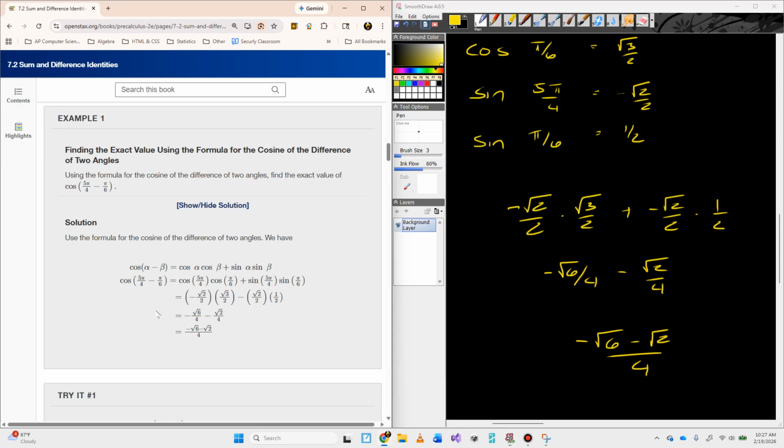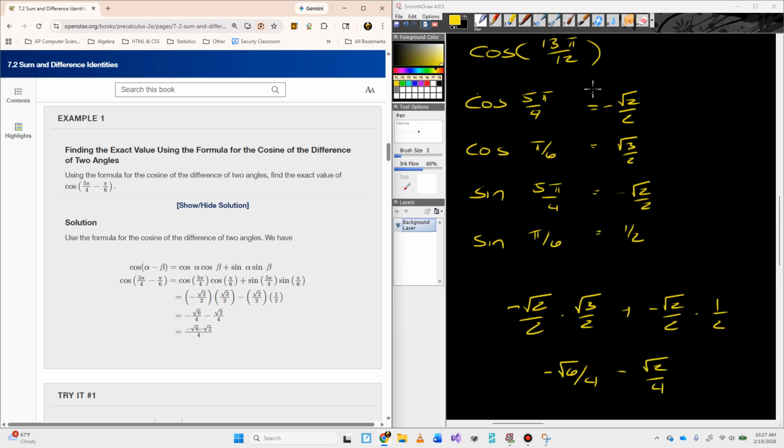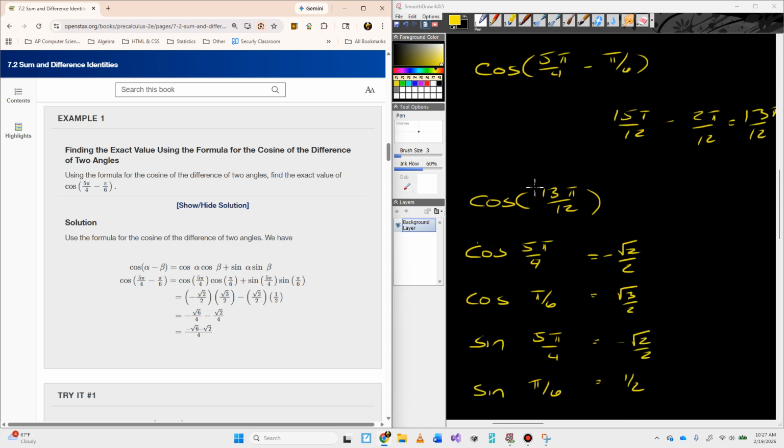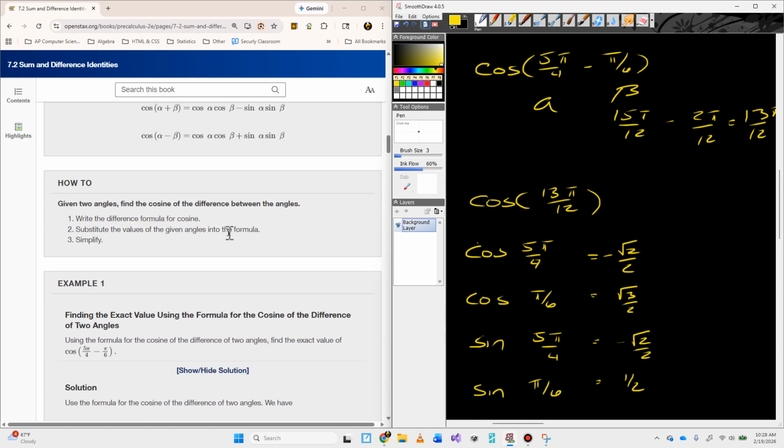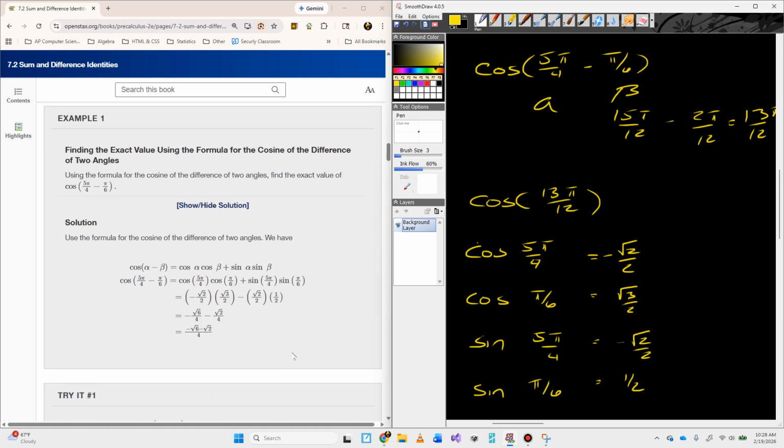How do we break this up? Again, I need to break up the 13 pi over 12 into two angles. Those angles are alpha and beta. And I split them up into 5 pi over 4. That's my alpha. This is my alpha angle. And this pi over 6, this is my beta angle. I split them up into those two. And then I look for exact answers for that alpha angle, cosine 5 pi over 4, cosine pi over 6 for my beta value, sine 5 pi over 4 for my alpha angle, and sine pi over 6 for my beta angle. Plug them into this formula, and then just simplify. And that was all I had to do.